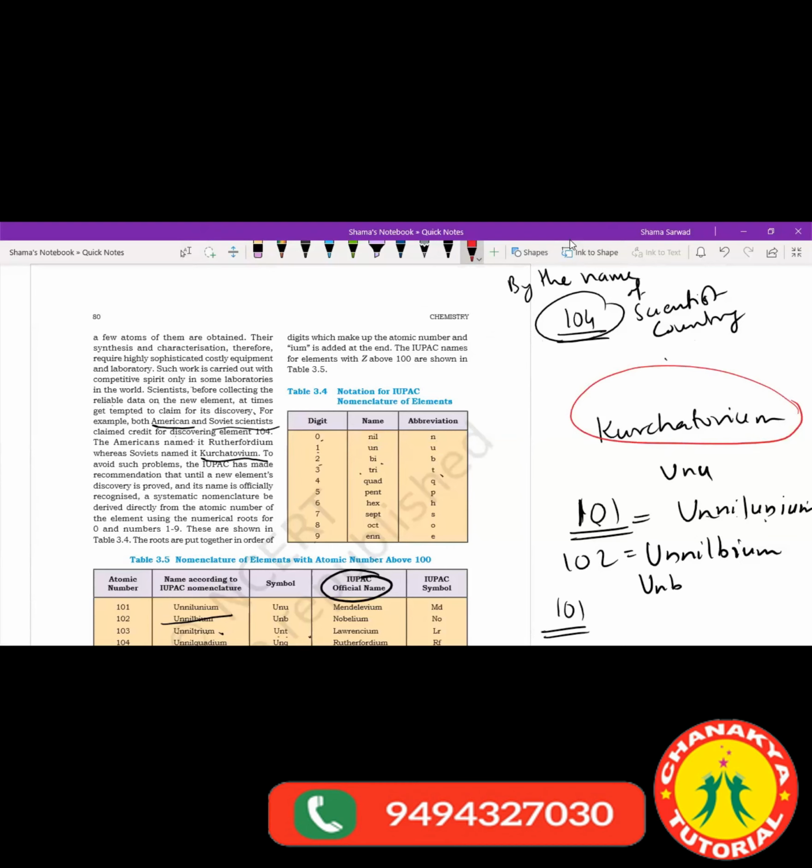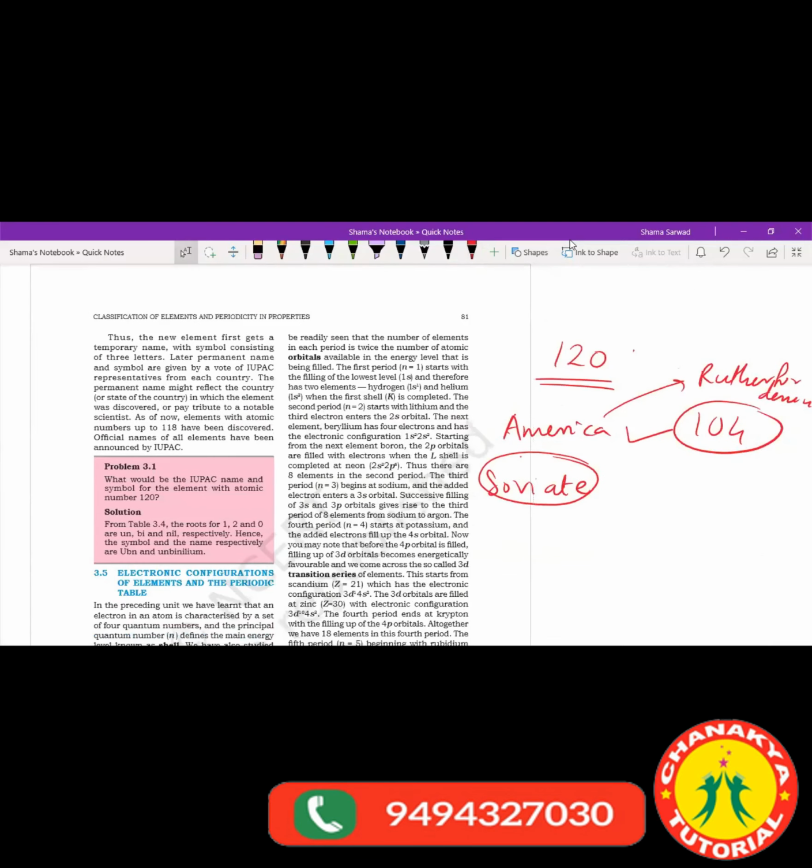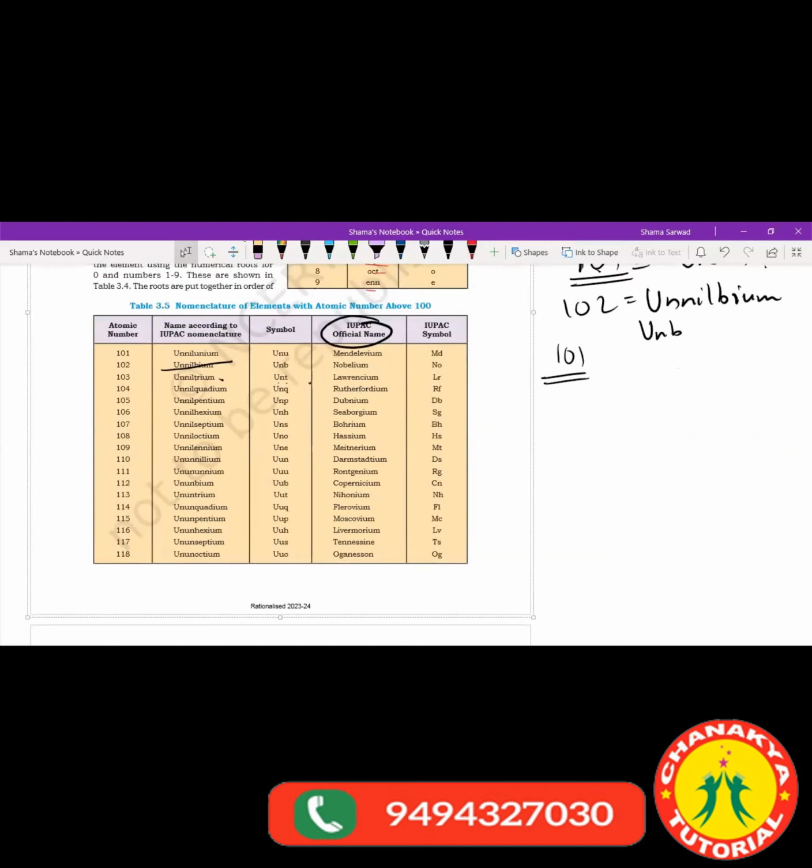If 0 is there in the atomic number, you have to use the term nil. If 1, you use un. If 2, bi. If 3, tri. For 4, it would be quad. For 5, pent. For 6, hex. For 7, sept. For 8, oct. And for 9, enn. Like that, the nomenclature for several elements is already given. Later, IUPAC gave confirmation for the proper name which should be given. I'll let you know how.